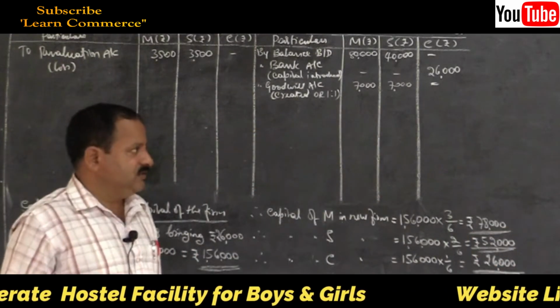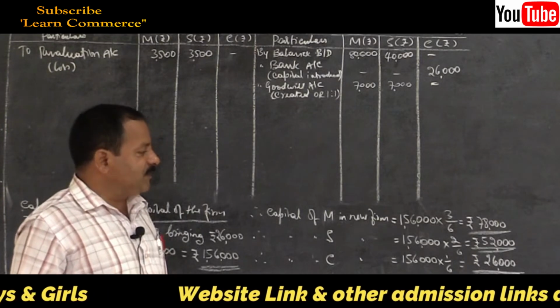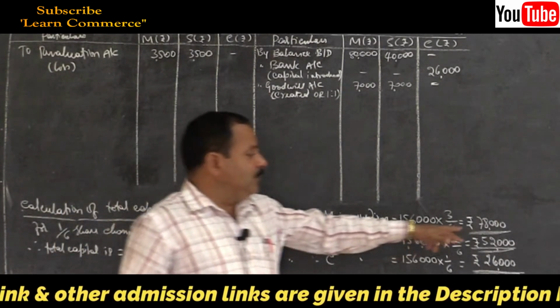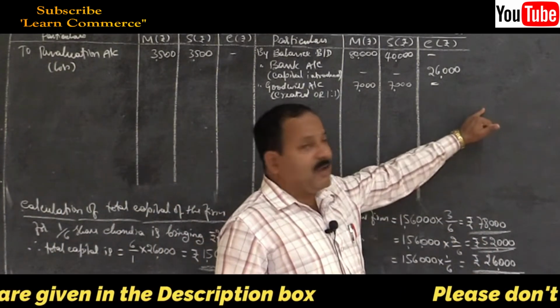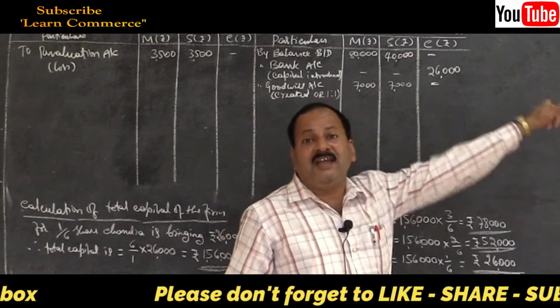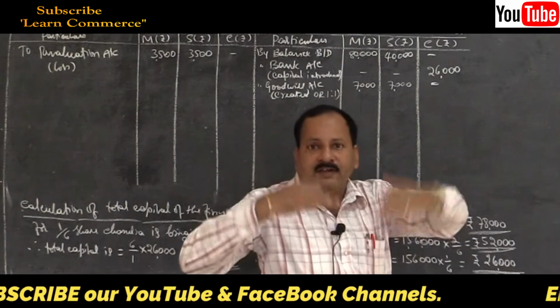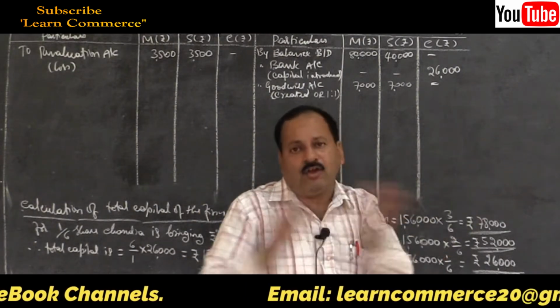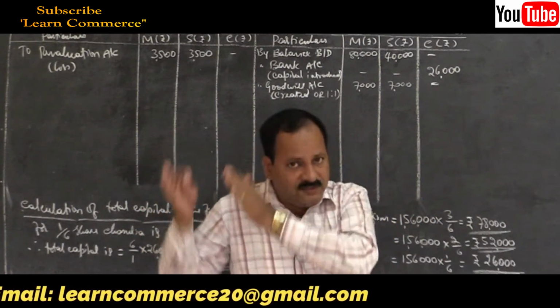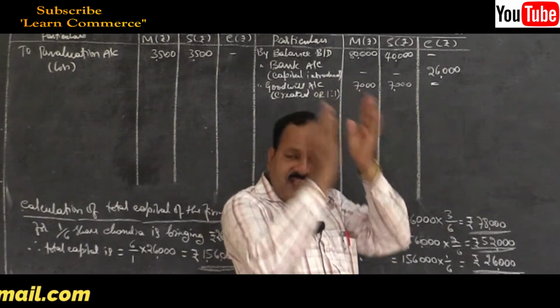Now, let us prepare the capital accounts. Take this as the final capital balance, to balance carried down. Then find out the difference and write to bank or by bank. By bank means deficit brought in, to bank means excess paid. That's all.